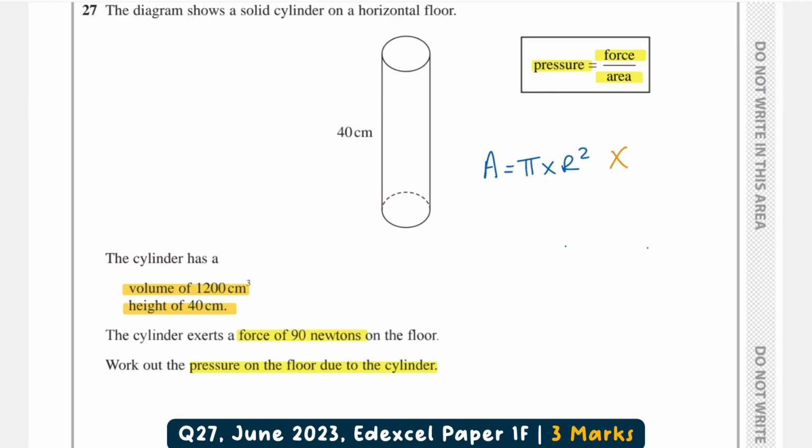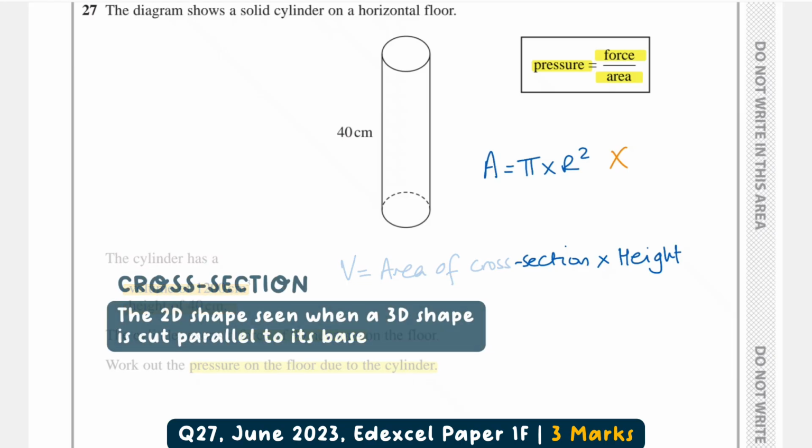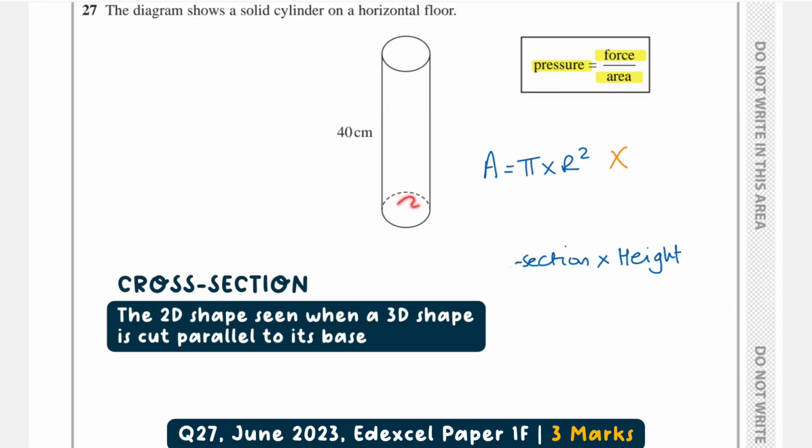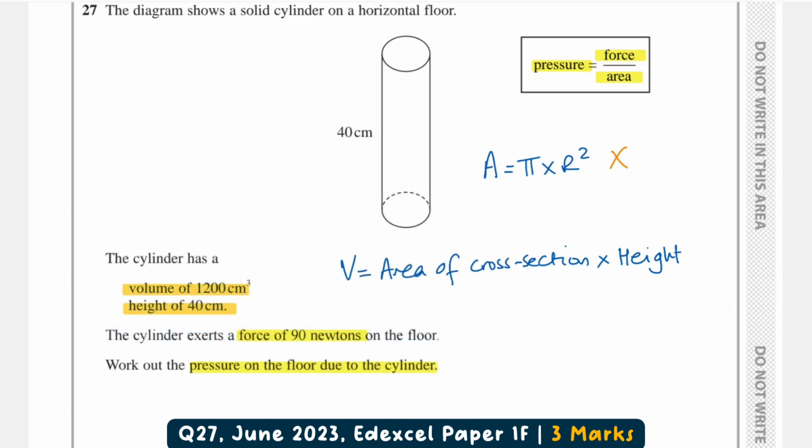So the volume of any prism, and this works for cylinders as well, is the area of the cross-section times the height. The cross-section of a prism or a cylinder is the 2D shape you see when you slice through it, which is basically the shape of the face. We can show this formula on the triangle. So we've got volume is area times the height.